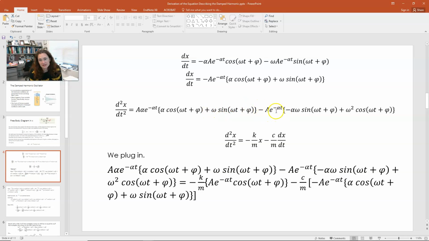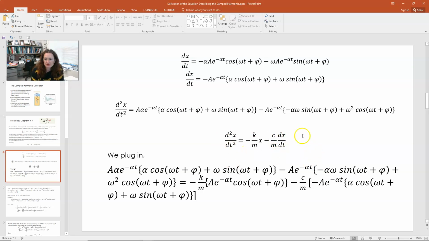Now I'm going to leave the decaying exponential out front alone and take the derivative of the stuff inside the curly brackets. So that's minus A e to the minus alpha t times. Now remember, the derivative of the cosine is minus sine, and the derivative of the sine is the cosine. So here we go, minus alpha omega sine omega t plus phi plus omega squared cosine omega t plus phi. All right, so that's my second order derivative of the position with respect to time. Now I have to take those derivatives that I just took and plug them into my full differential equation.